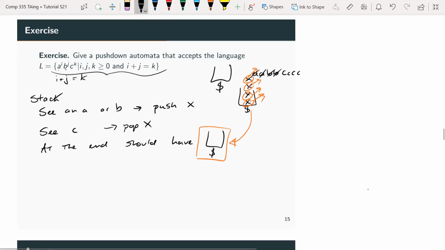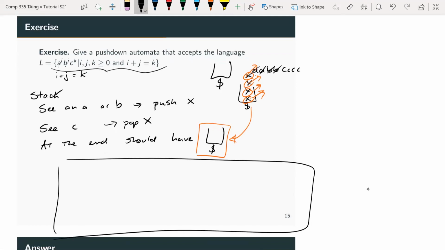So now I'll give you the chance to try it out. Design a PDA that essentially does that. I'll give you a minute and a half. So let's be a bit generous here.